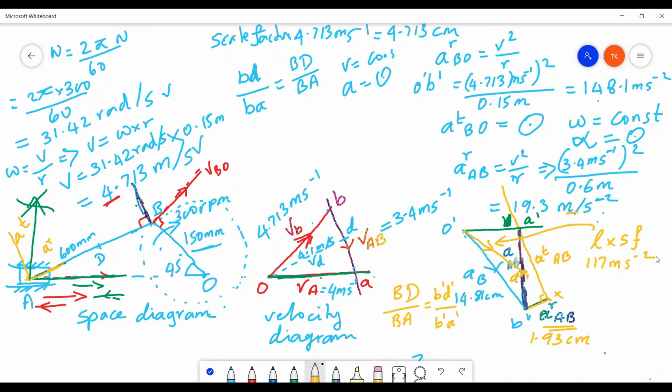Now the angular velocity of the connecting rod is asked. So I can do it with the velocity diagram as well. So angular velocity of the connecting rod, we know that is BA. So BA 3.4 meter per second upon this length. So length of the connecting rod is 0.6. It is equal to 5.67 rad per second.